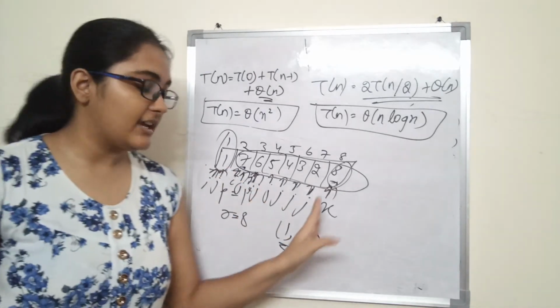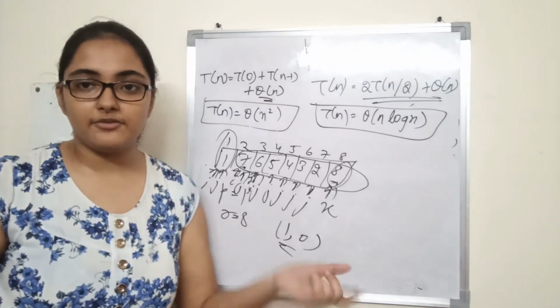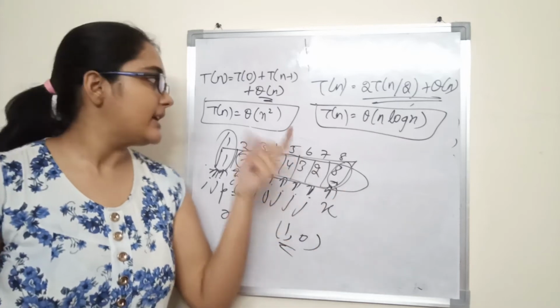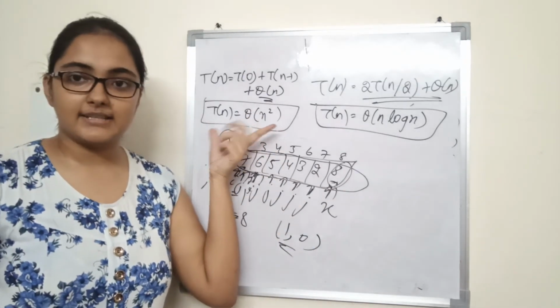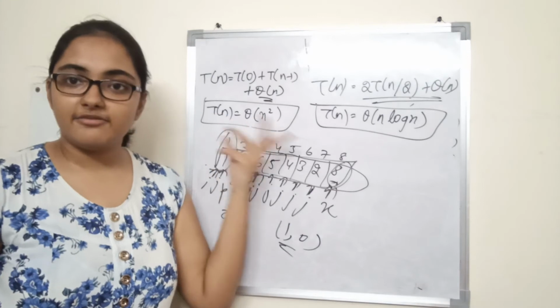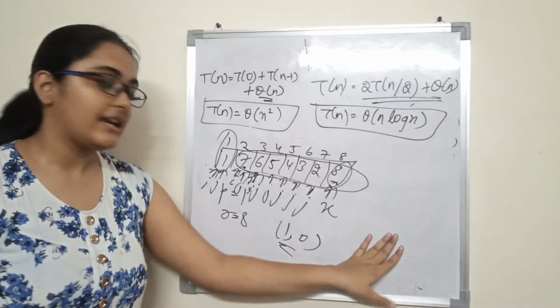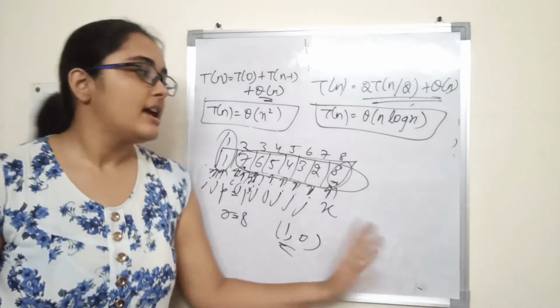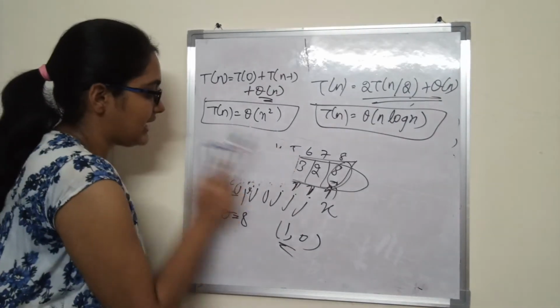So again it will keep on producing subproblems, one of size 0 and one of size n minus 1. So it will again result in the worst case time complexity of theta of n square. So that is about the worst case of the quicksort procedure, right? Let us now talk about the average case.